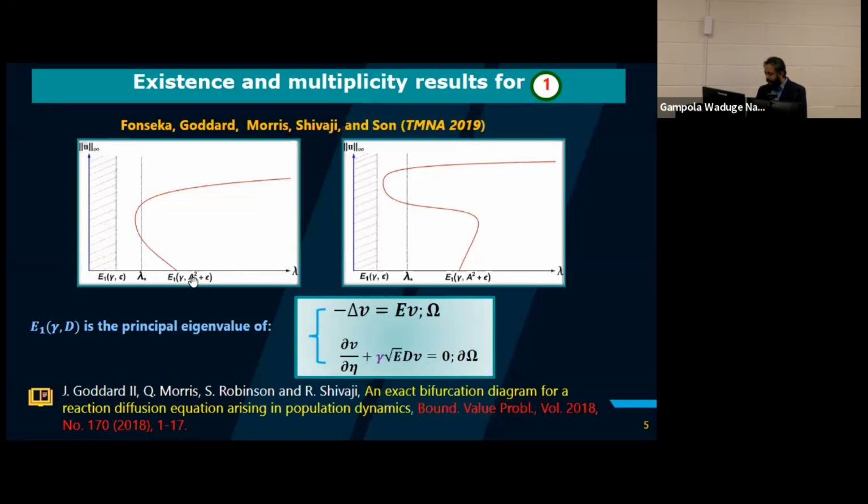And here, this E1 gamma comma a squared plus epsilon is understood via this definition. We define E1 gamma comma d to be the principal eigenvalue of this particular eigenvalue problem. Of course, this is the linearized eigenvalue problem associated to our model. And the existence of the principal eigenvalue for this problem follows from this paper by Godad, Morris, Robinson, and Shivaji.